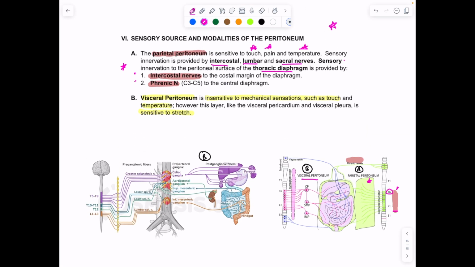The visceral peritoneum, which again, visceral means peritoneum lining the organs, is insensitive to mechanical sensations such as touch and temperature. However, it is sensitive to stretch. We're going to talk more about this in the future, but you can see that we also have ganglia, dorsal root ganglia, dorsal rami coming and innervating the visceral peritoneum.